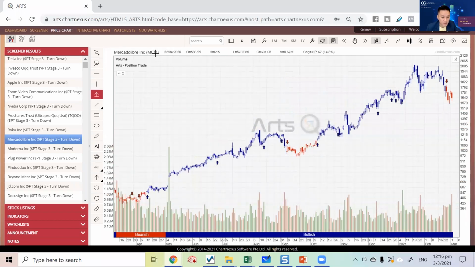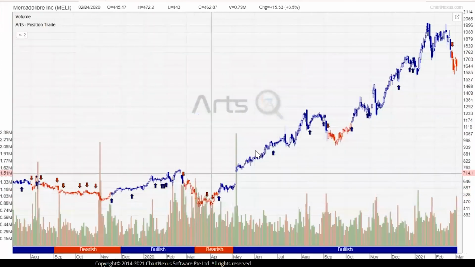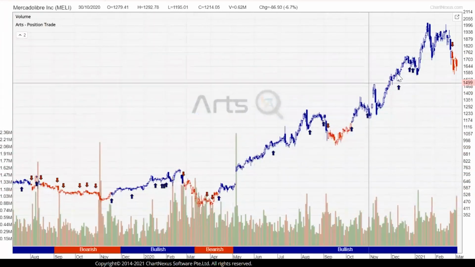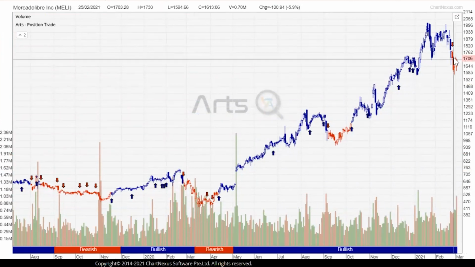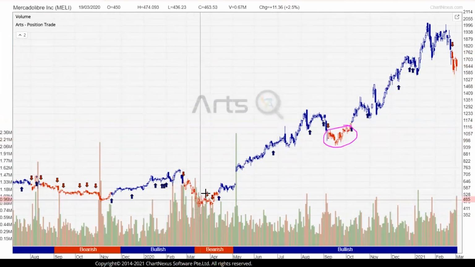This Meli is a pretty solid company, like the Amazon. Even this company, usually when the market is good, it is up. But right now, it turns red. So what does this mean? This means that it probably has to rest for a while.